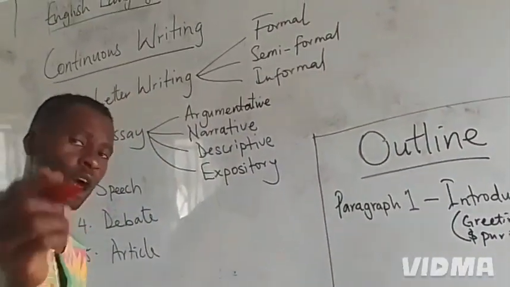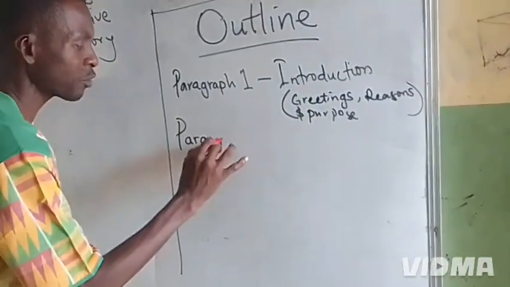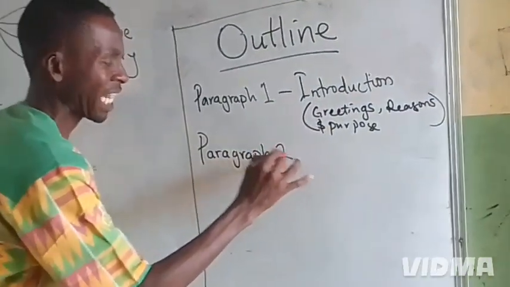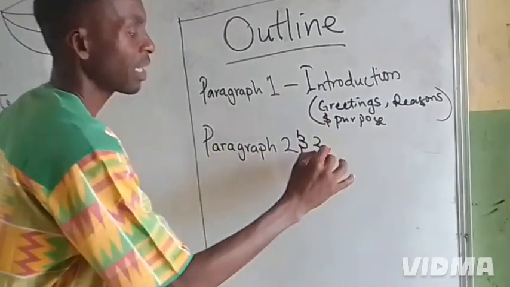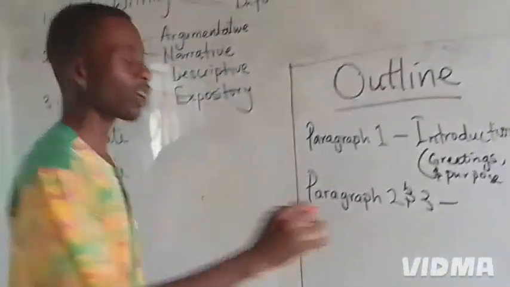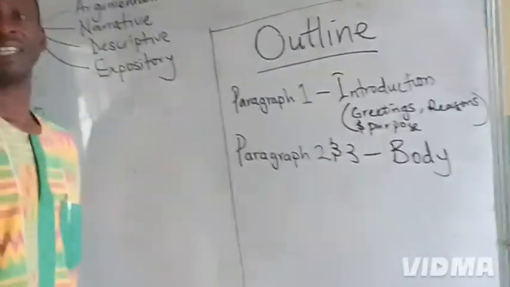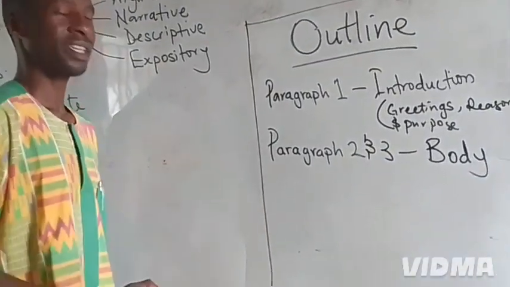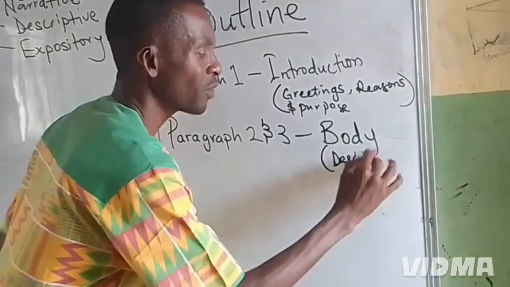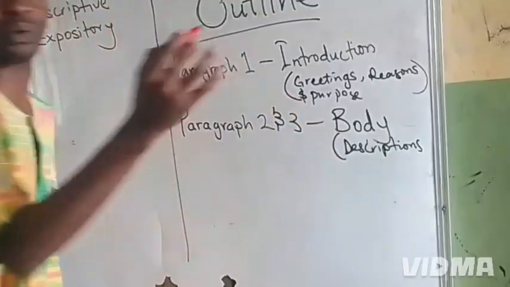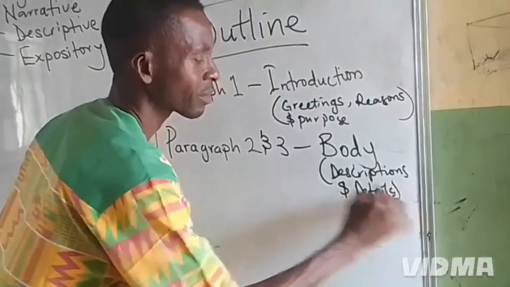Now, immediately you're done with that, my outline says that I should have paragraph 2. I can have paragraph 2 and 3. What's my paragraph 2 and 3? I call this the main body. Now, in the main body, it contains what? Description and details of your letter writing or whatever you're writing.